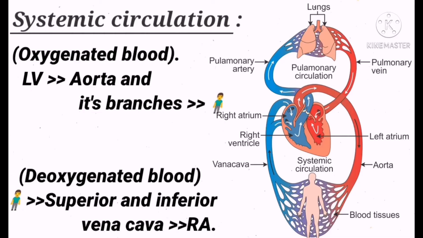Let's see systemic circulation. Left ventricle chamber of the heart supplies oxygenated blood to the body tissue through aorta and its branches. Diffusion of oxygen from blood to tissue cells and carbon dioxide from tissue cells to blood occurs through capillaries. Capillaries are a type of blood vessels through which diffusion of oxygen and carbon dioxide occurs. This carbon dioxide containing blood is called deoxygenated blood. This deoxygenated blood is carried through superior and inferior vena cava to the right atrium. This process of circulation is called systemic circulation.